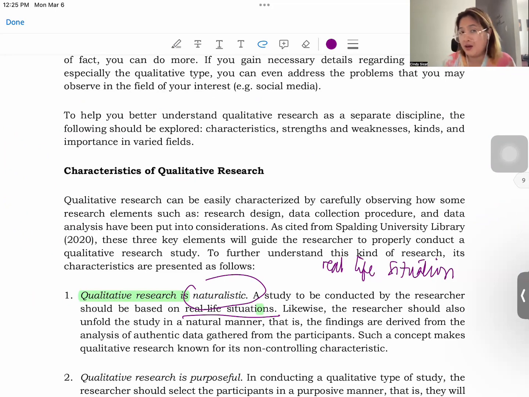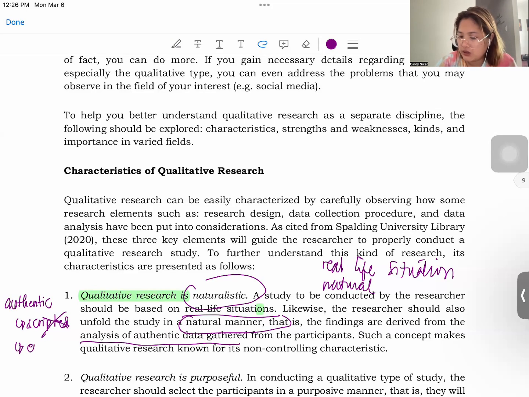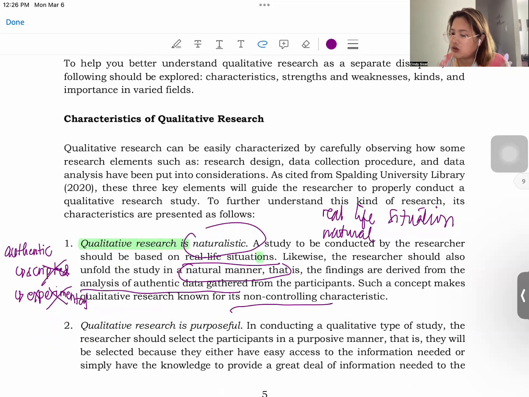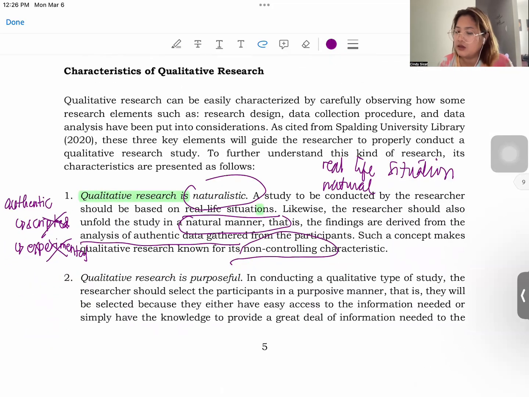It has no added chemicals. It's all natural. There's no intervention by the researcher. So the researcher should unfold the study in a natural manner. That is, the findings are derived from the analysis of authentic data gathered from participants. Our word is authentic. It is not affected or scripted. It's not part of an experiment. Everything included here is what naturally happened. There are no controlling characteristics. That's why it's natural.